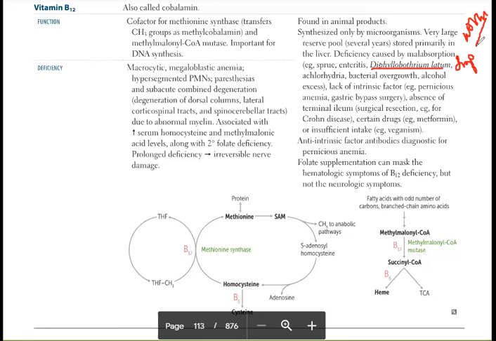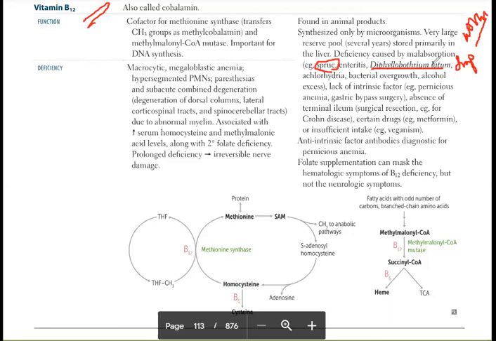So if you eat that fish which has this worm, you don't know definitely. So you can get B12 deficiency because this worm doesn't let B12 absorb in your gut lining. So this is an important MCQ. You can be asked sprue, you can be asked Diphyllobothrium latum.